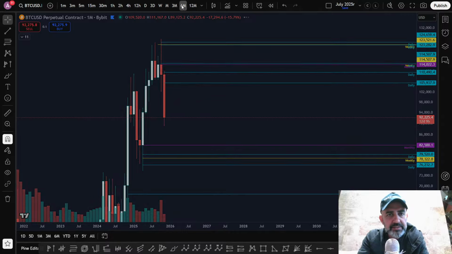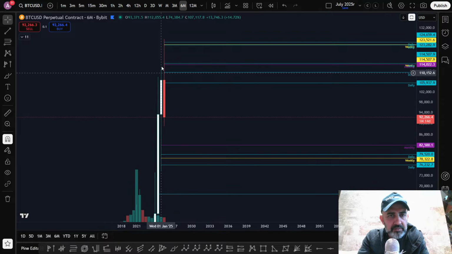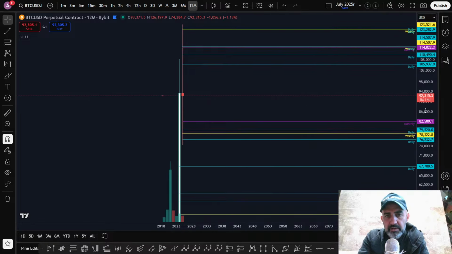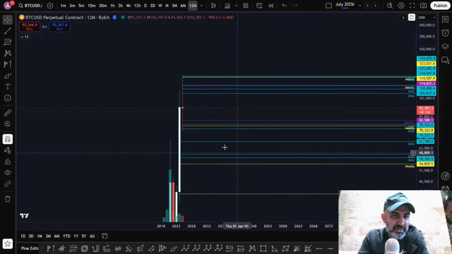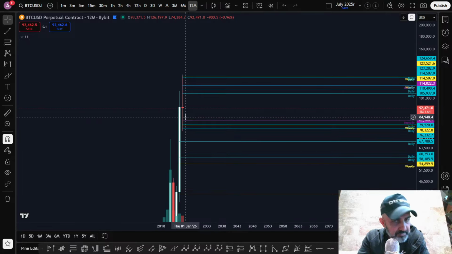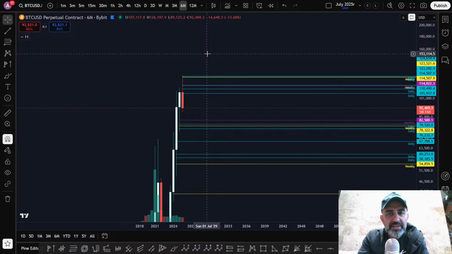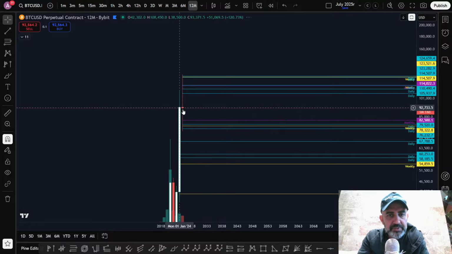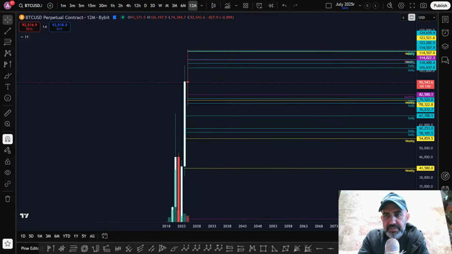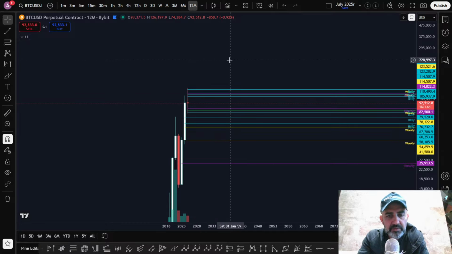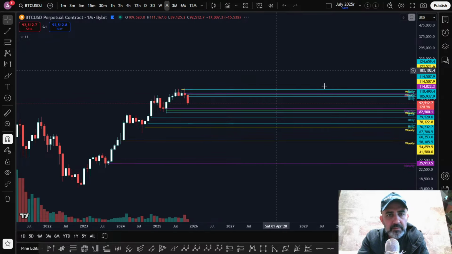Let's have a look at the 6-month. Massive rejection. Yeah, that's interesting. And then the yearly candle, look at that. The yearly candle is looking really miserable. Could it end in a doji? Even if it's a doji, red or green, it's pretty miserable. This year could be pretty miserable. We have to see how this yearly candle forms.